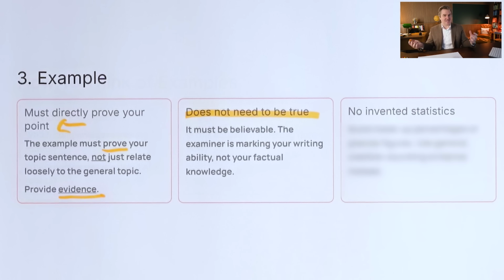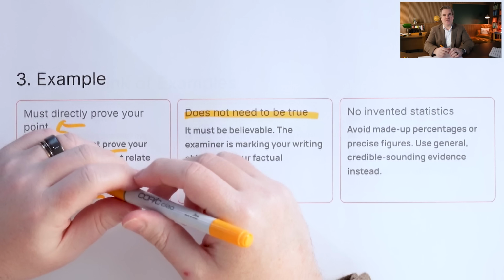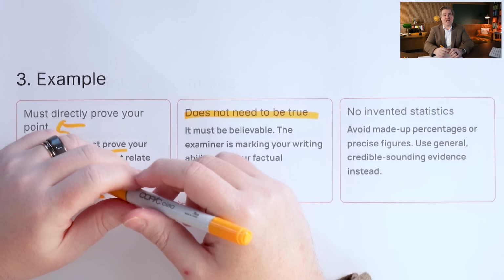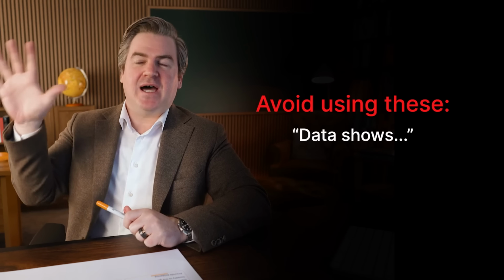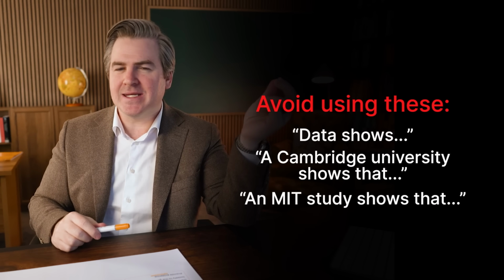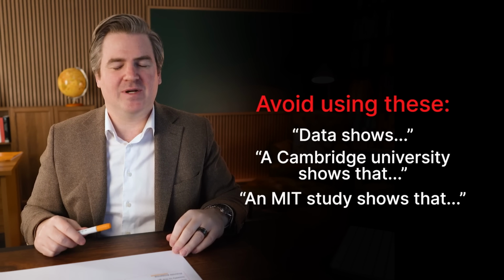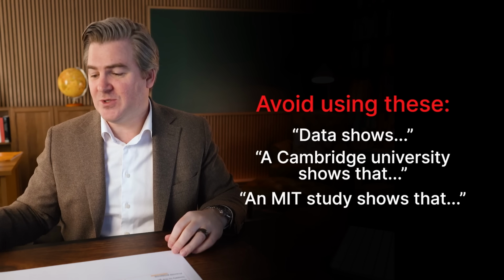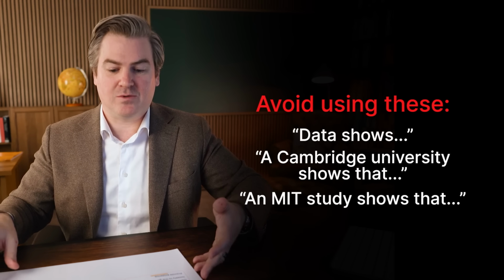Don't invent statistics. I've seen students say things like 97% of people die of smoking every year or something. Like, no, they don't. It is dangerous. It leads to a lot of deaths, but not 97% of people. So avoid things like "data shows" or "a Cambridge University or an MIT study shows that 48%." You used to be able to use these, but examiners see them way too much these days. And IDP and the British Council recently said don't use them, so don't use that.